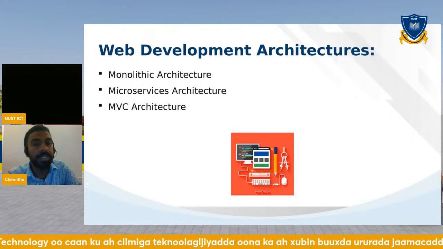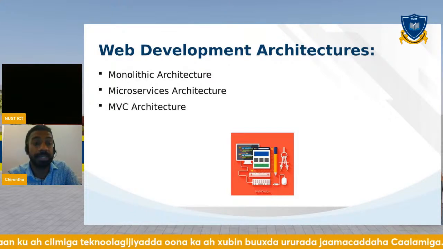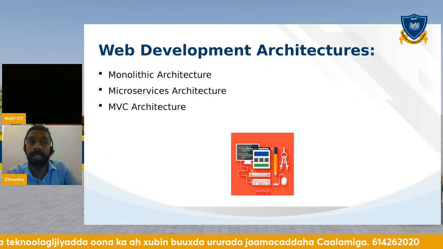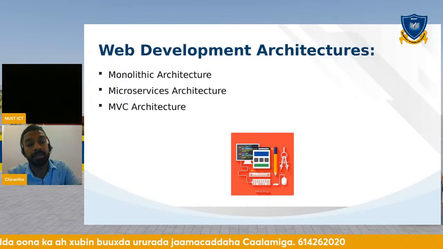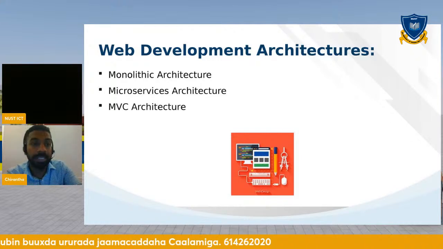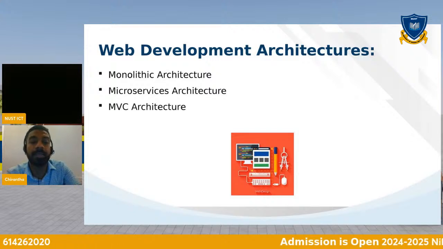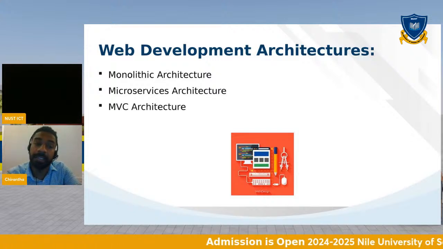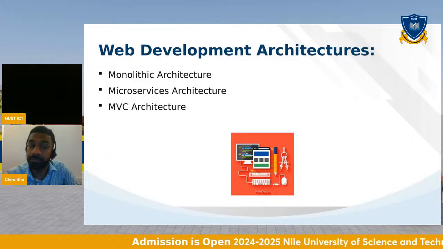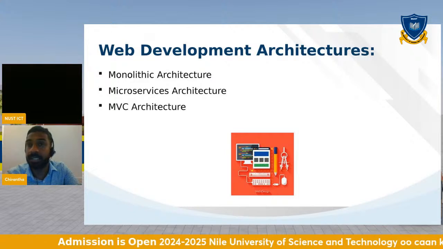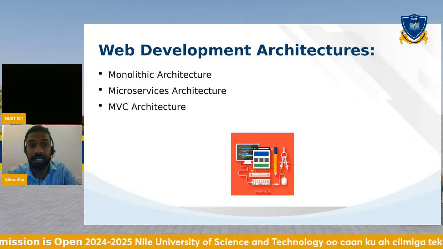So there are three most popular architectures. I'm not saying that these are the only architectures available. There are hundreds of architectures. We know that in the field of IT, day by day we are getting more architectures. So I have listed only three architectures here. The first one is the monolithic architecture. Then the next one is the microservices architecture, and the third one is the MVC architecture.